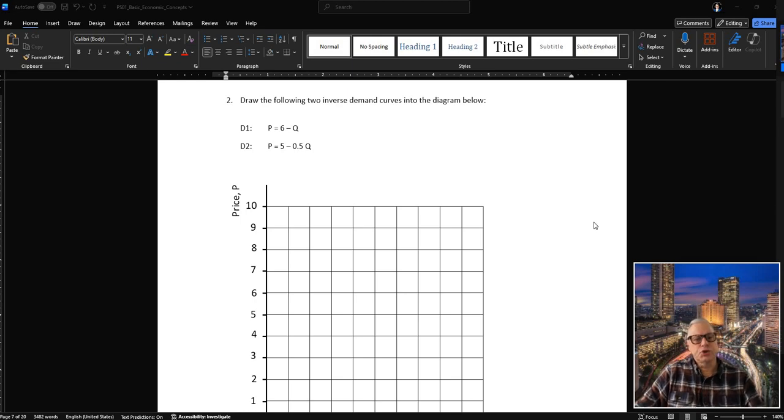All right, let's continue with some exercises on elasticities, and let's calculate some more elasticities. But in the next couple of questions, we first need to always draw the inverse demand function. So here we have one, which is P equals 6 minus Q.